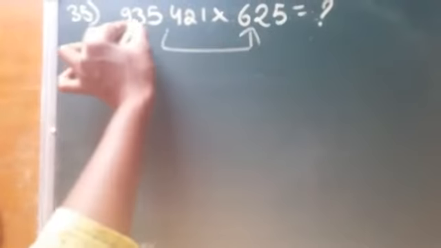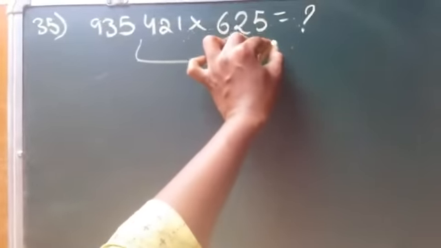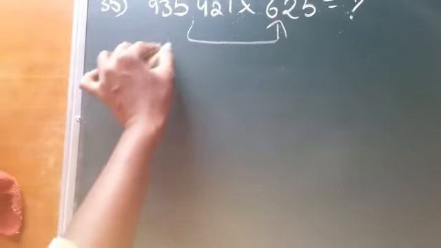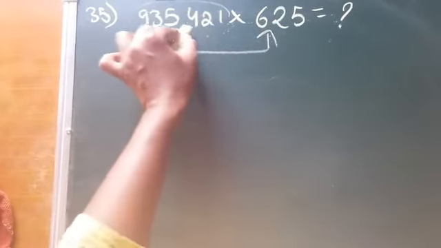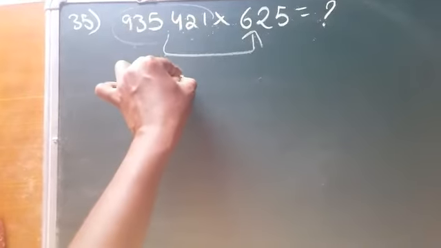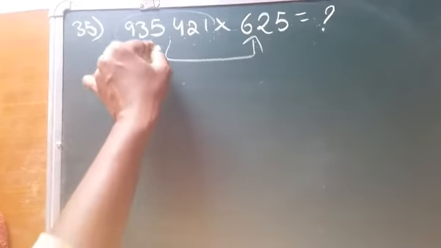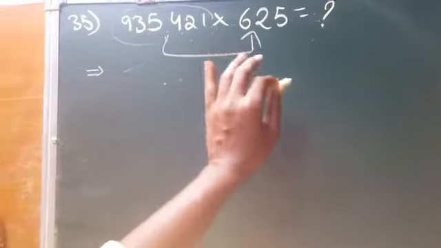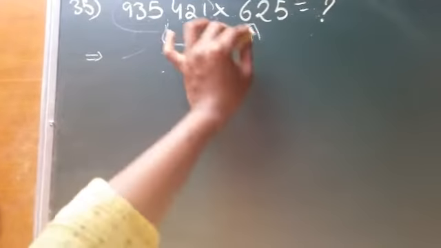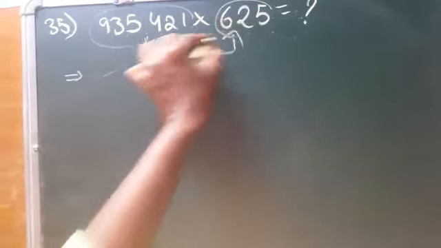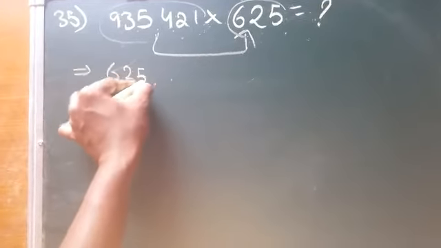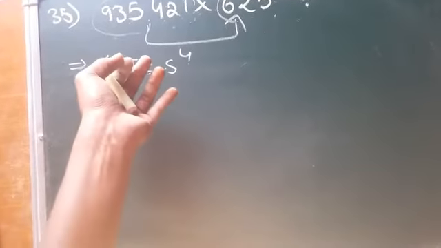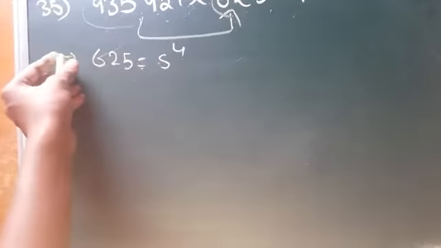See the next question. 935421 into 625. Here you have to do multiplication between these two numbers. But observe here, one of the multiplicands, 935421, is a very large number and it is a little difficult to multiply these two numbers. So to calculate the result, observe the other multiplicand, 625. We can write 625 as 5 power 4. 5 5s are 25, 25 5s are 125, 125 5s are 625. You will get the same answer.